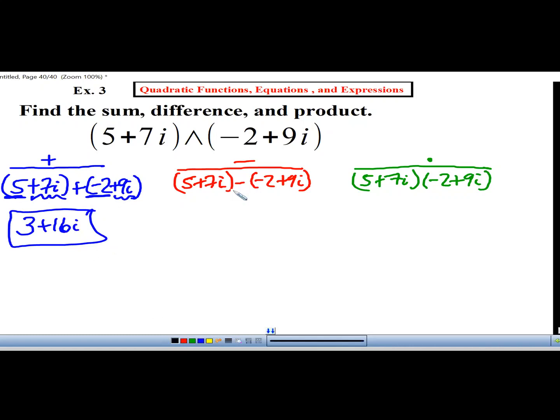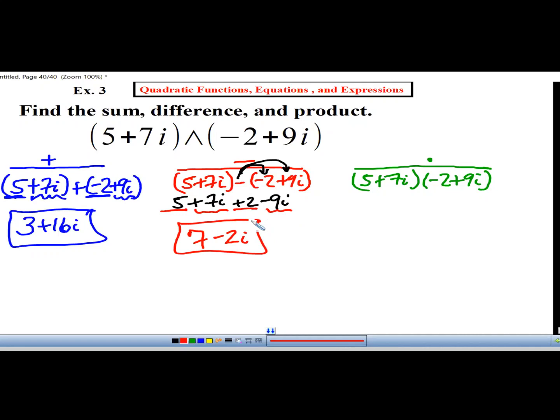Let's go to subtraction. What is the most important thing about subtraction? Once again, guys, you distribute that negative to the second binomial. So this is plus 2 minus 9i. Bring down 5 plus 7i, and then we combine like terms. Let me start with the real numbers first. What is 5 plus 2? That is 7. Imaginary. What is 7i minus 9i? That's negative 2i. That's our difference.